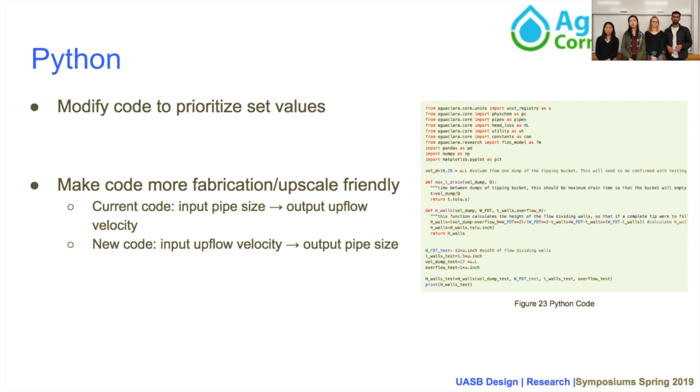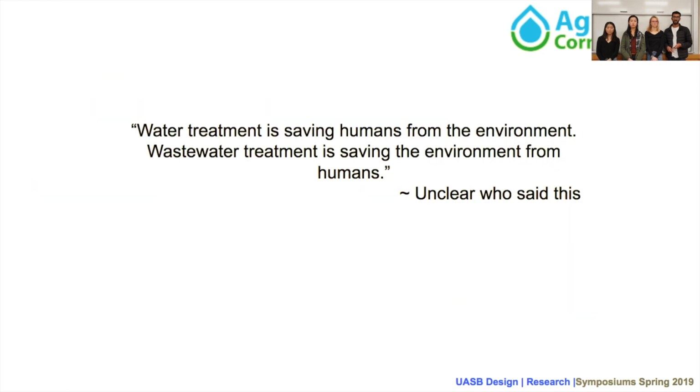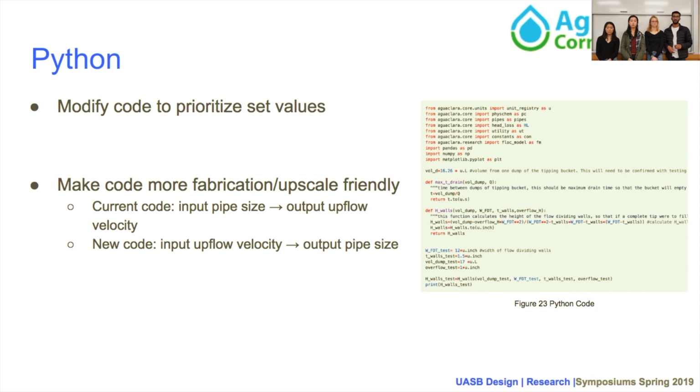Finally, we want to modify our Python code so that it takes into account set values such as upflow velocity or diameter size. These are factors we already know and want within our reactor, and currently our code does not take them into account. For example, our current code requires us to input the influent pipe, and it will output the upflow velocity within the reactor. As we know what we want the upflow velocity to be, we want to modify our code so that it will give us the pipe size given the upflow velocity that is desired. This is intended so that the reactor can be modified and upscaled in future years.